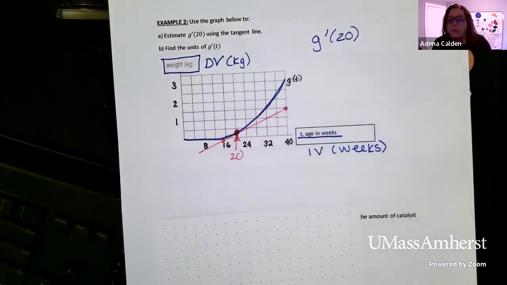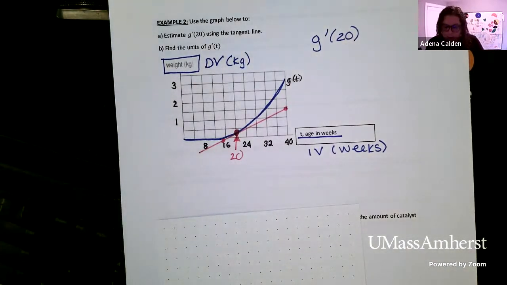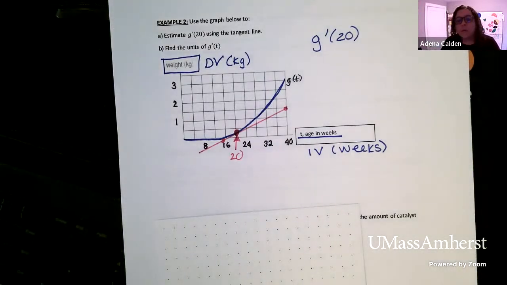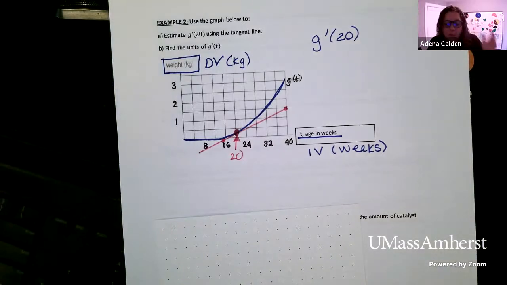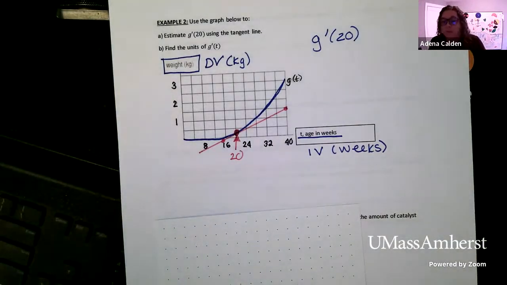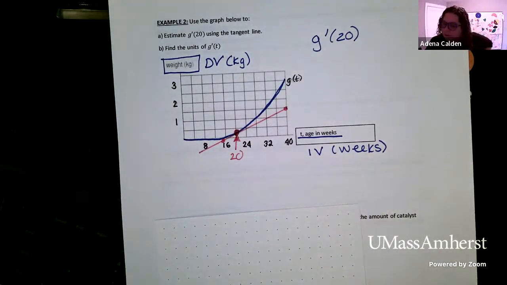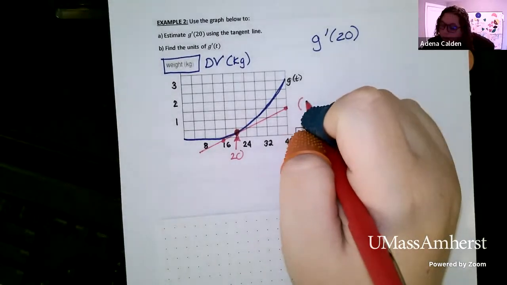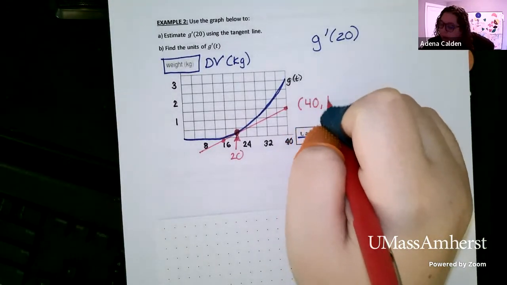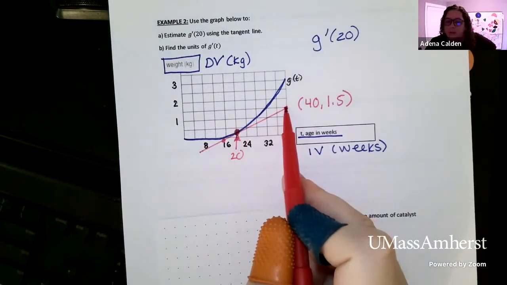Now, your tangent line might not be exactly the same as mine, but again, it should be in the general vicinity of what I got, right? It doesn't have to be exact because we are approximating here. So we want to pick 2 points on this line to approximate the slope of the line, because we can approximate a slope doing change in y over change in x. So the points that I used are the points 40, 1.5. So that's where it looked like it crossed to me, right?